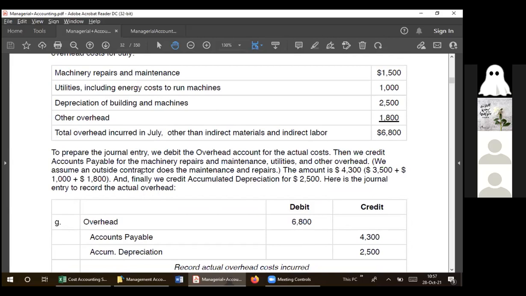So the amount is 4,300. And finally, we credit the accumulated depreciation 2,500 because accumulated depreciation is a liability. So it is credited. So what they did is they looked at the overheads. First one is machinery repairs and maintenance, which you paid cash for. So obviously cash will be credited or accounts payable. So they here used accounts payable because we do not know if they paid in cash or they did not pay. But obviously for machinery repair, there would be an outside contractor.